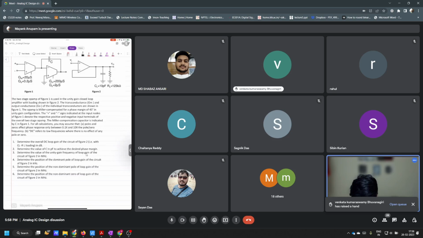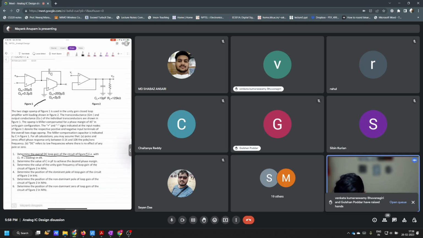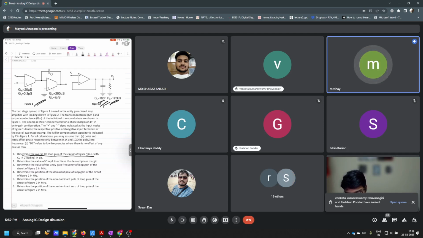You see, in this question they clearly mention: determine the overall DC loop gain of the circuit of figure 2. That is what they mentioned. They didn't say figure 1. If they do that, then you have to consider RL and CL also. If they do not, then basically you can ignore that. Is that clear? Yeah, sir.